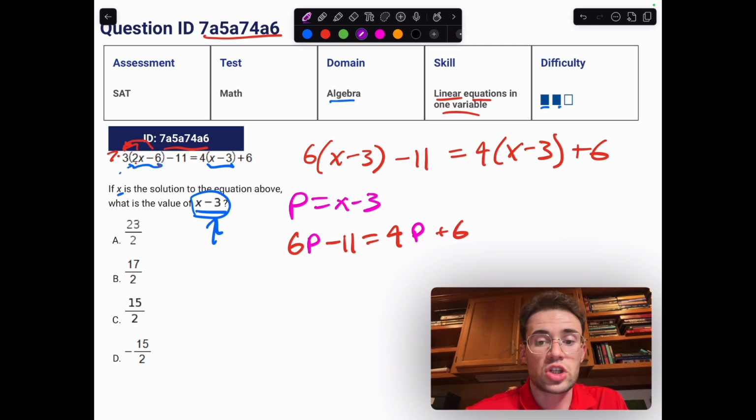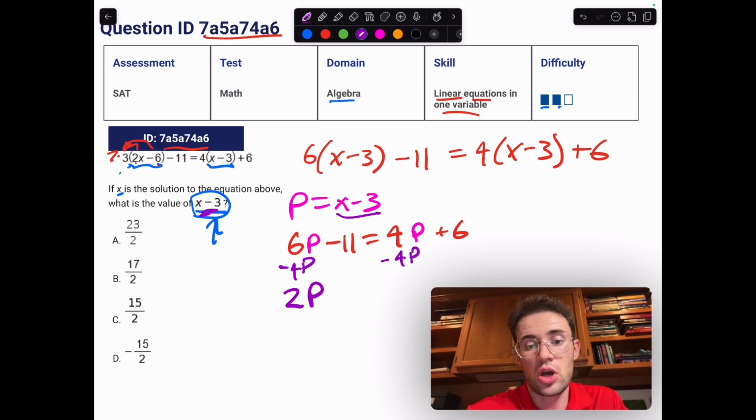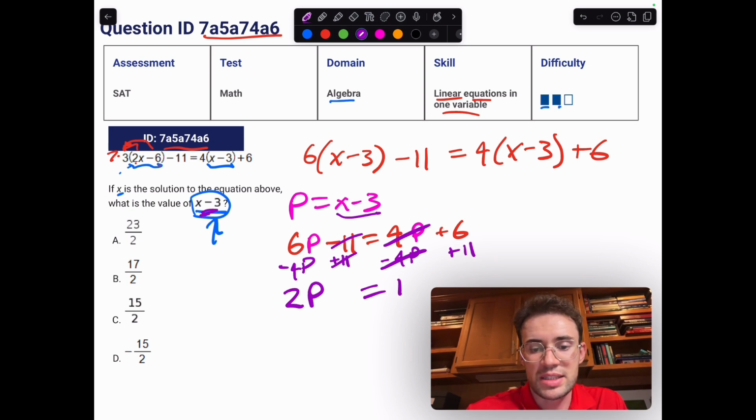All right, so now we're just solving for p, because p is x minus 3. That's what we're looking for. So I'm going to subtract 4p from both sides, get all of my p's on one side. 6p minus 4p is 2p. So we got 2p over here. And then to get the p's alone, we're going to get rid of this minus 11, so I'll add 11 to both sides. So this 4p cancels out, negative 11 plus 11 cancels out, and then we get 6 plus 11, which is going to be 17.